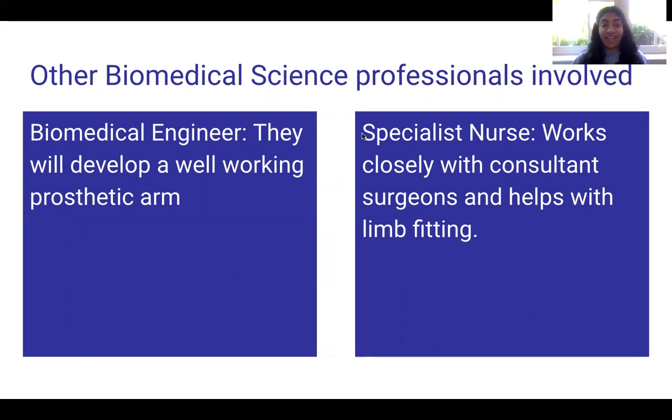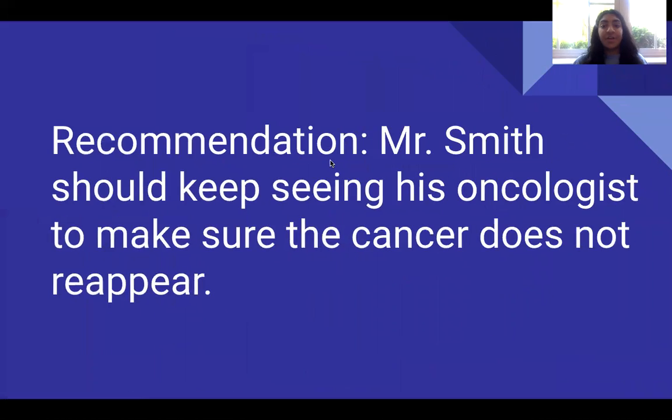Other biomedical science professionals involved in Mike's case will be a biomedical engineer. They'll be the ones developing the well-working prosthetic arm for him to use during the six months and for the rest of his life. A specialist nurse also may help, as they work closely with the surgeons and help him with the limb fitting. A few recommendations: Mr. Smith should keep seeing his oncologist to make sure the cancer does not reappear.